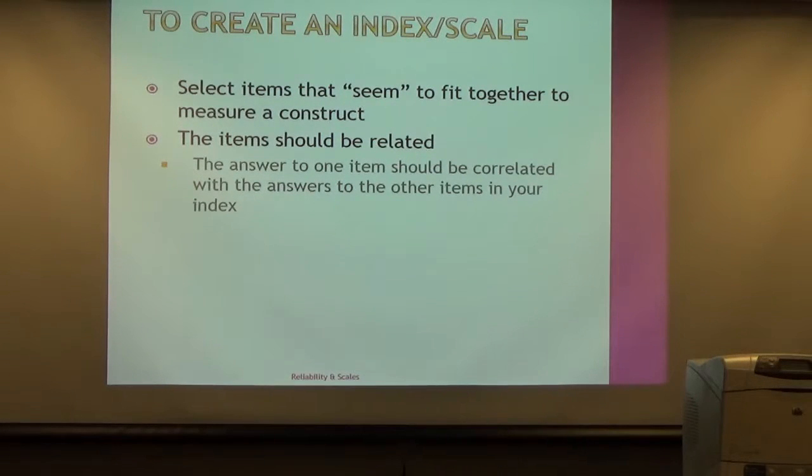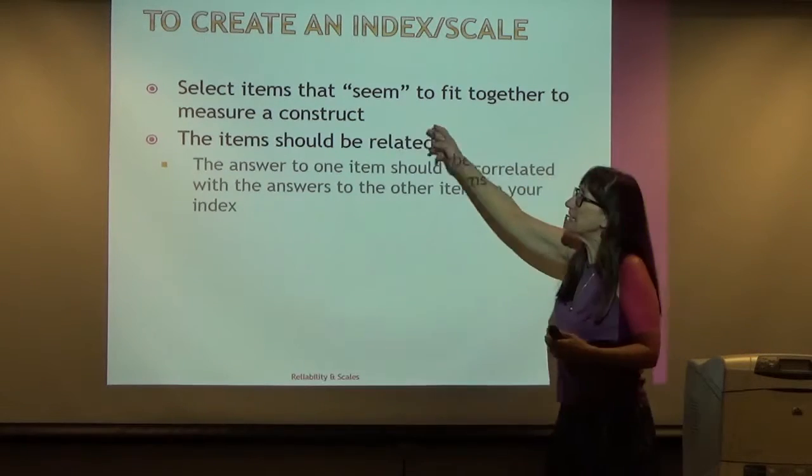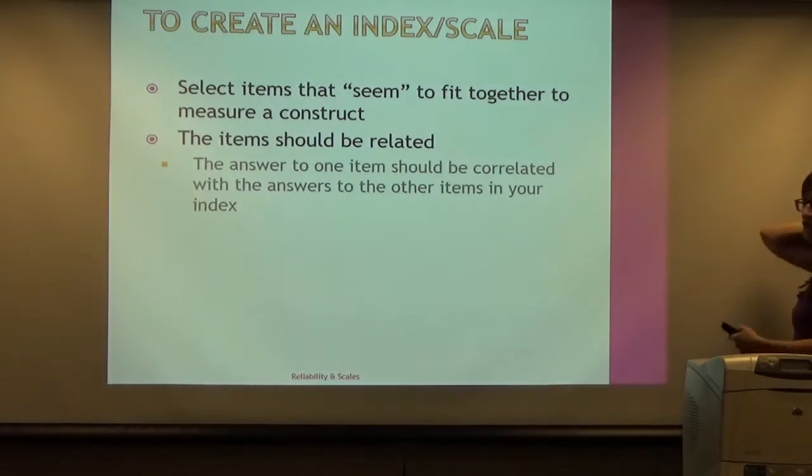Okay, so to create an index or scale, you're going to select all the items that seem to fit. Now remember, they logically fit together. So in your brain, these have to go together. You have to be able to say to yourself, these 5 things are different aspects of this broader construct. And I'm going to call this broader construct X. And the name you give it, X, has to make sense. Okay? It can't be some craziness. It has to make sense. Okay? So they have to be related. Again, the answer to one item is correlated with the answers to your other items. So they have to vary together. As people tend to score higher on this one, they tend to score this way on this one, and this one, and this one, and this one.